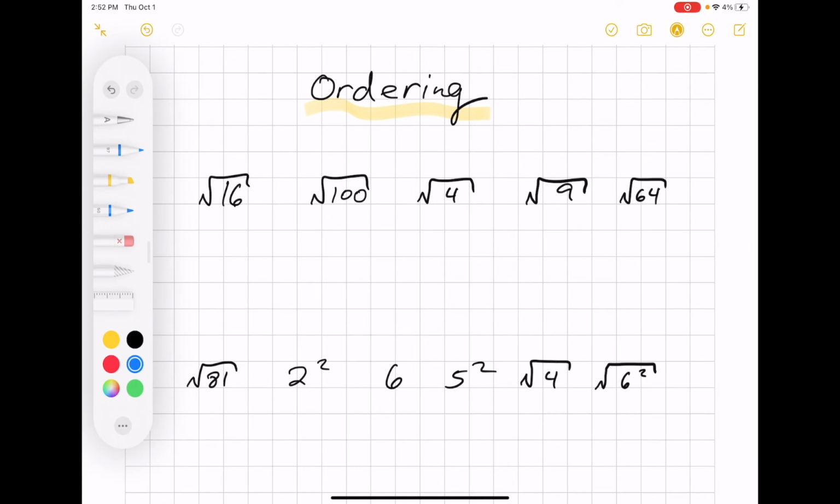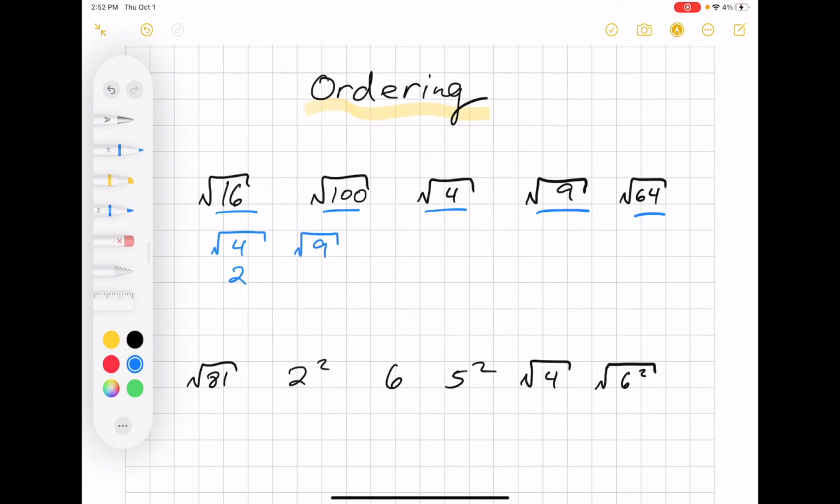Okay, so not only can we operate with them, we can also order them. I don't even need to evaluate these and come up with an answer before I order them, because I know 4 is smaller than 16 and it's smaller than 9. So I know that goes first if I'm going from smallest to largest, and I can prove that because that's a 2.